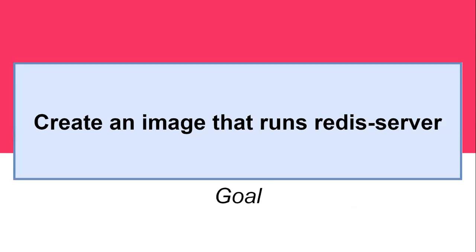So in this video, we'll try to create an image that runs a Redis server. We will create a Dockerfile for the Redis server. What it'll do is download the Redis server, and then create its own image and its own container, right? So this is the main task that we'll be performing.